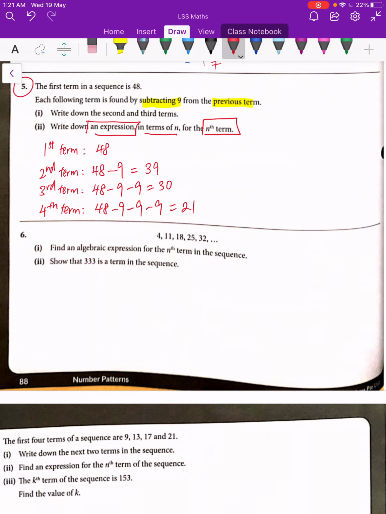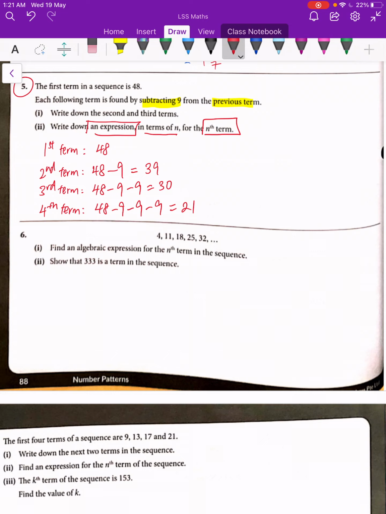So in order to write an expression in terms of n for the n term, what does it mean? It means this expression is a general expression whereby when I replace the n in the expression with 1 and simplify, it will give me 48. When I replace n with 2, it will give me the value of 39. And when I replace n inside this expression with 3, it will give me the third term, which is 30. So on and so forth.